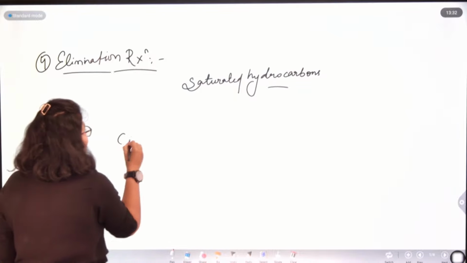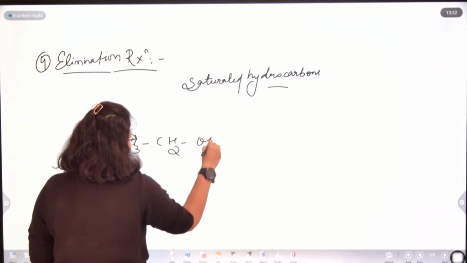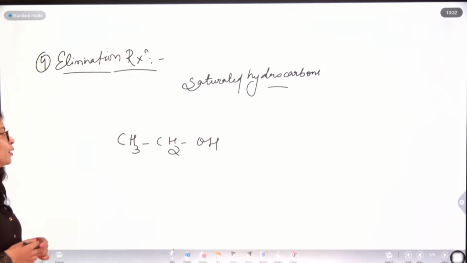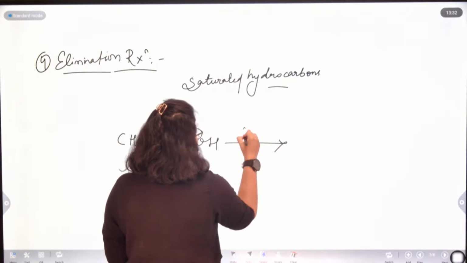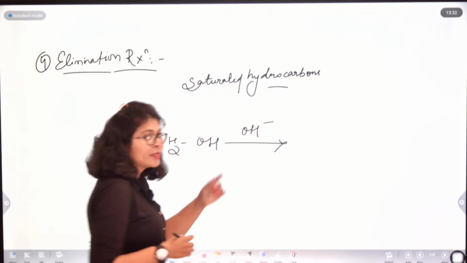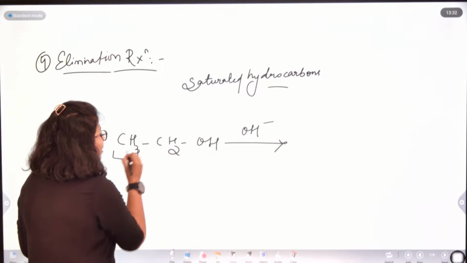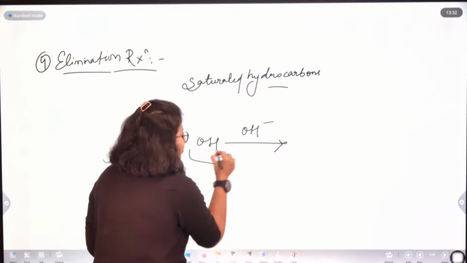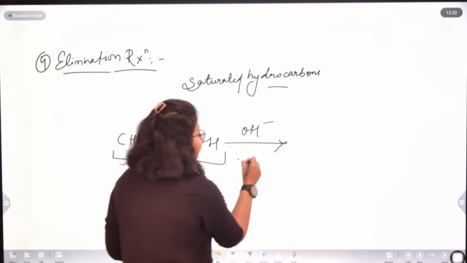For example, if I'm having CH3CH2OH, here from this compound, if by any means I'm giving a base, OH minus, under basic condition, what will happen? A hydrogen from this carbon atom and the OH group from this carbon atom will be removed out as water.